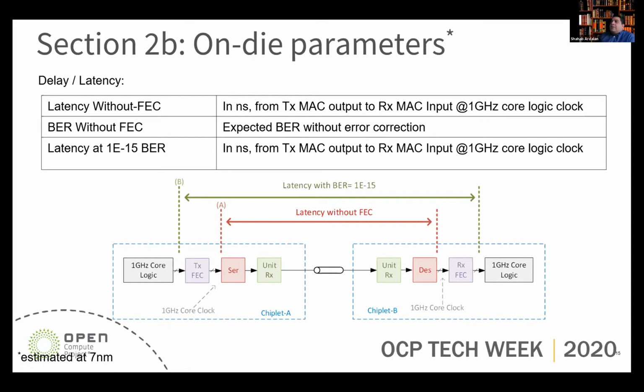What we did was decide to assume the FEC is outside the serializer, and happens between the 1 gigahertz core logic and the serializer. We know this could happen outside or in some other places at the top level of the architecture implementation, but we decided to report everything in this uniform fashion. First of all, we report latency without FEC from the beginning of the serializer to the end of the deserializer, assuming that the input to the serializer is fixed at the 1 gigahertz core clock. That's the number that we report as latency without FEC.